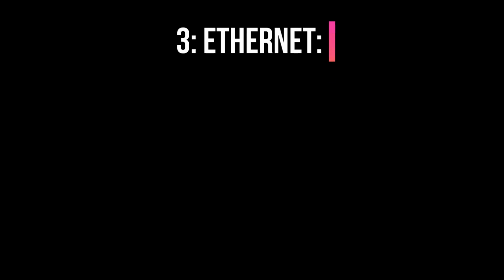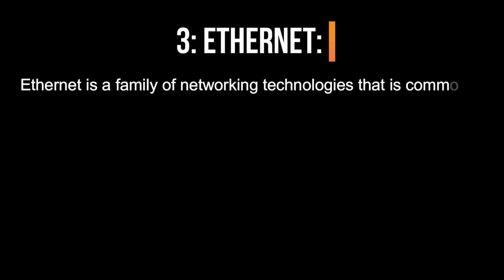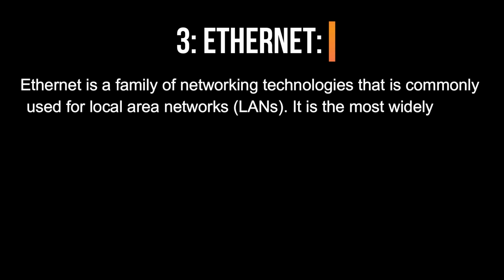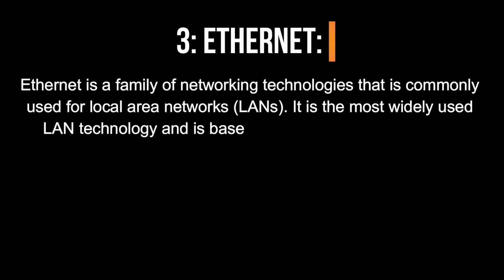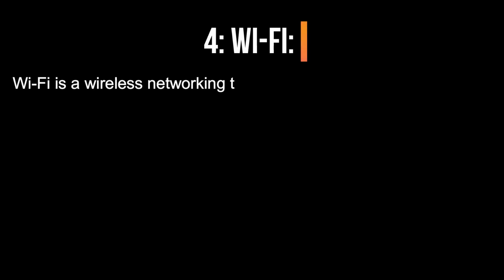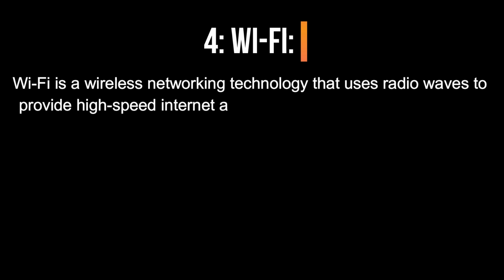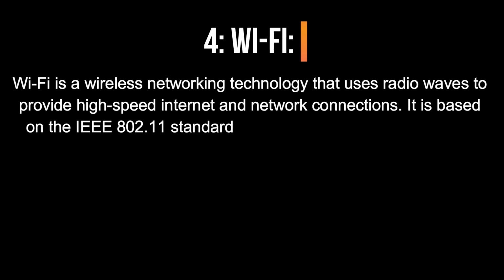3. Ethernet. Ethernet is a family of networking technologies that is commonly used for local area networks, LANs. It is the most widely used LAN technology and is based on the IEEE 802.3 standard. 4. Wi-Fi. Wi-Fi is a wireless networking technology that uses radio waves to provide high-speed internet and network connections. It is based on the IEEE 802.11 standard and is commonly used in homes, offices, and public spaces.